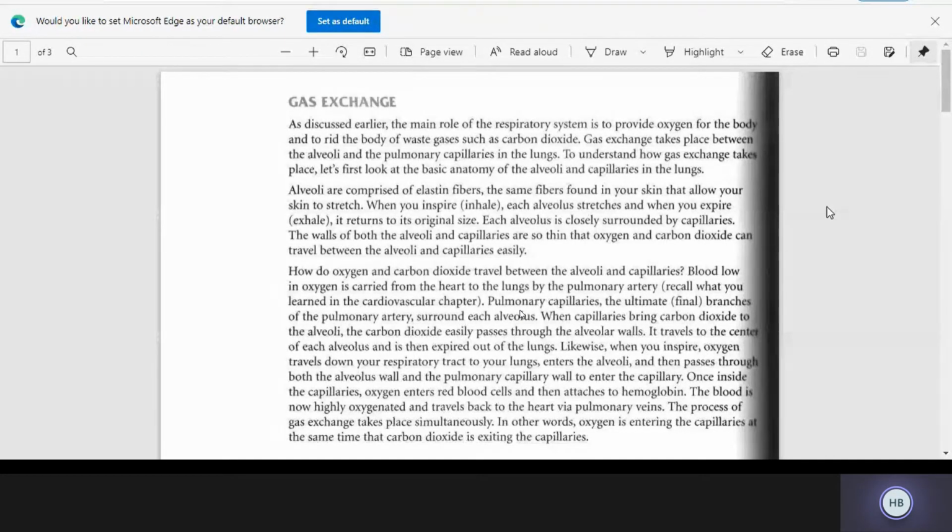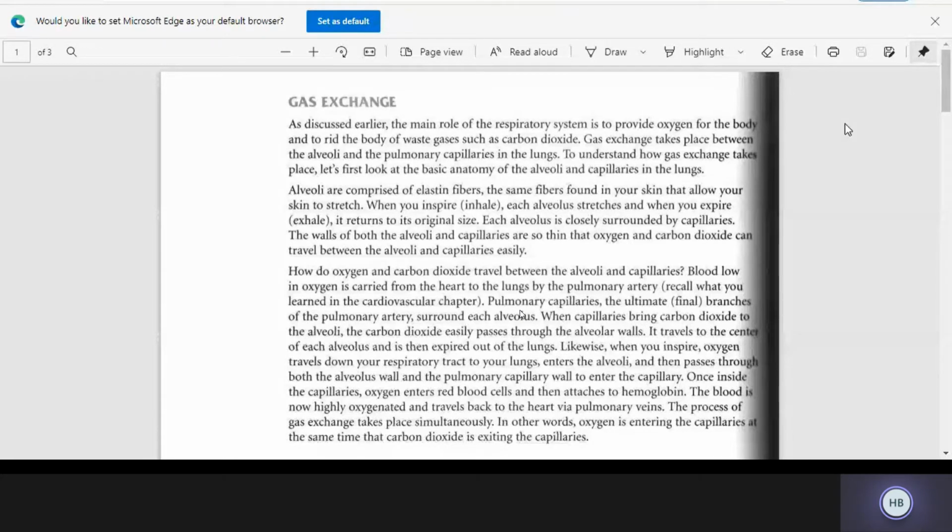Dương Huỳnh My. Yes, I'm here. Okay, so can you help me read the text, please? Let's start with the first paragraph as discussed earlier. Let's go.